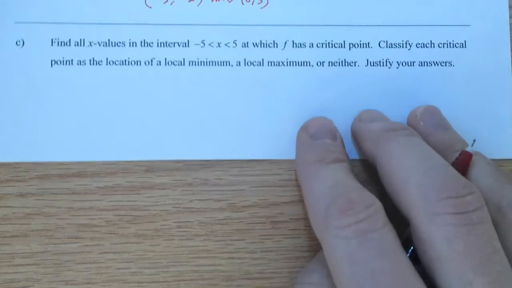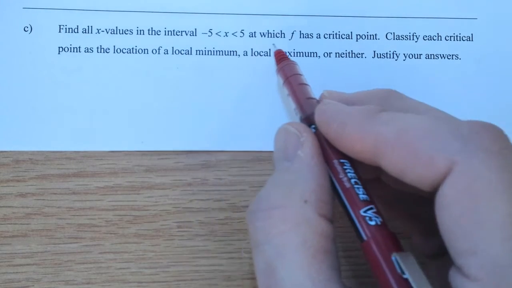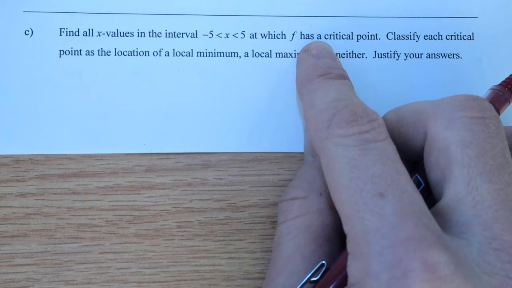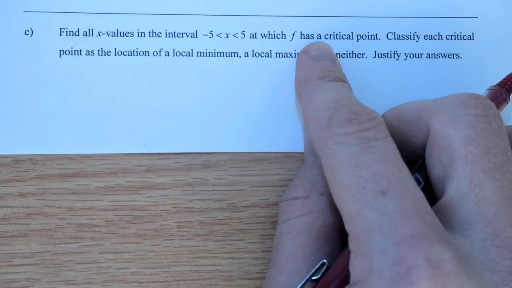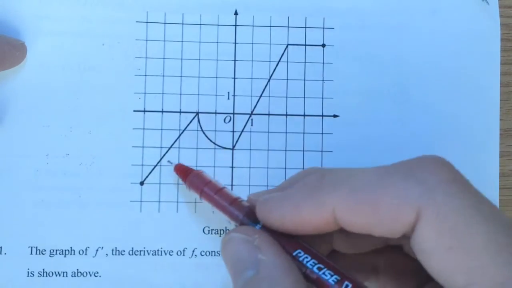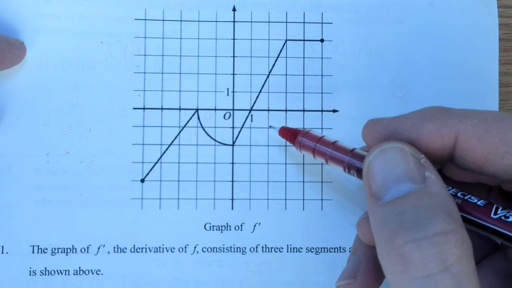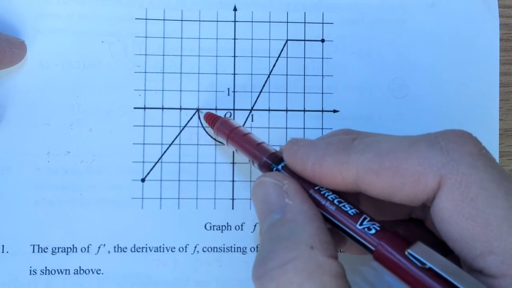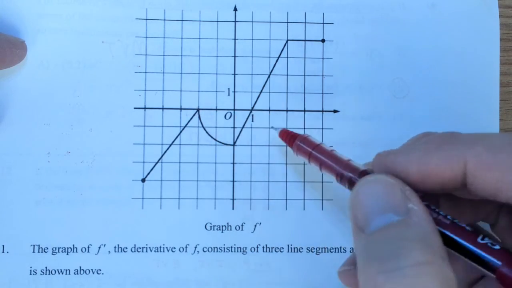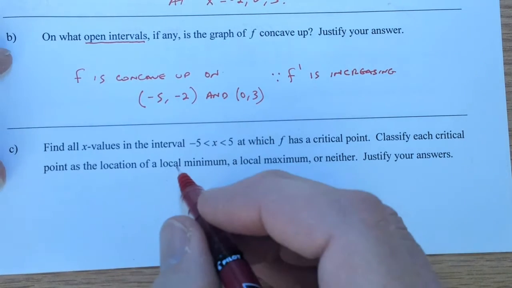And finally, part C, find all values on the open interval from -5 to 5 at which f has a critical point. Critical points occur when the first derivative is equal to 0 or does not exist. Well, this first derivative always exists. We already talked about that. It always exists between -5 and 5. When does the first derivative equal 0? Here and here. So at x equals -2 and x equals 1. So find all the values in which f has a critical point.